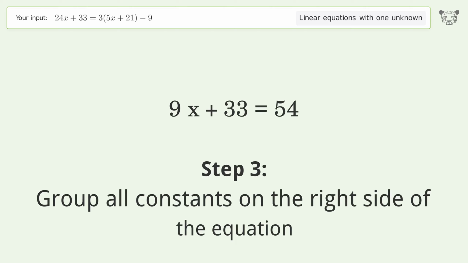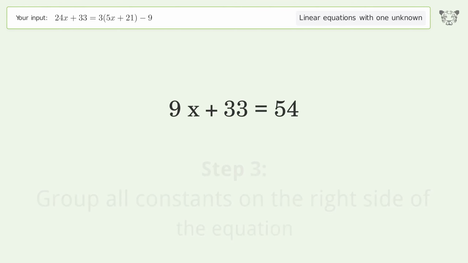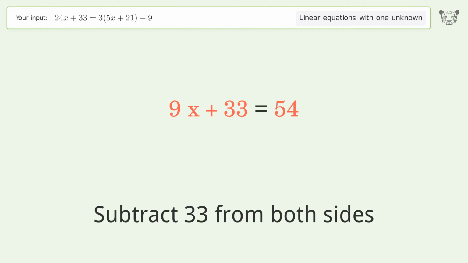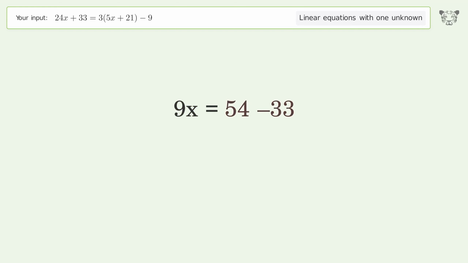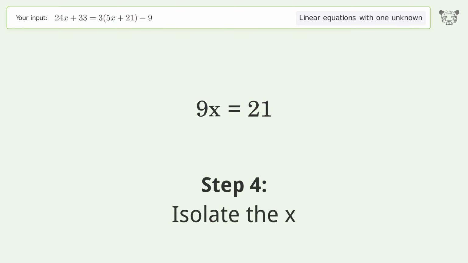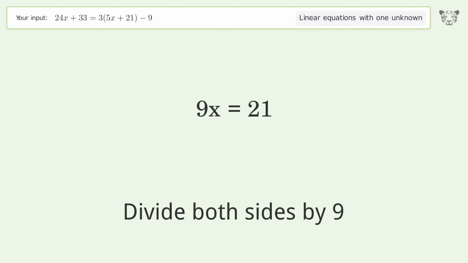Group all constants on the right side of the equation. Subtract 33 from both sides. Simplify the arithmetic. Isolate the x. Divide both sides by 9.